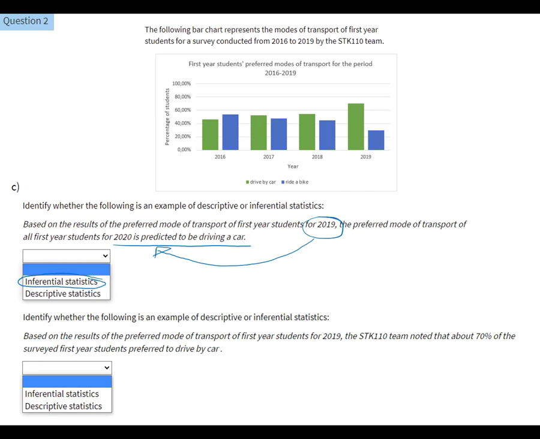Now, if we look at the next one: based on the results of the preferred mode of transport for first-year students for 2019, the XTK team noted that 70% of the surveyed students preferred to drive by car. Notice here these are observed people. So no inference is being made. This is purely descriptive because we're not expanding this to someone we didn't observe.